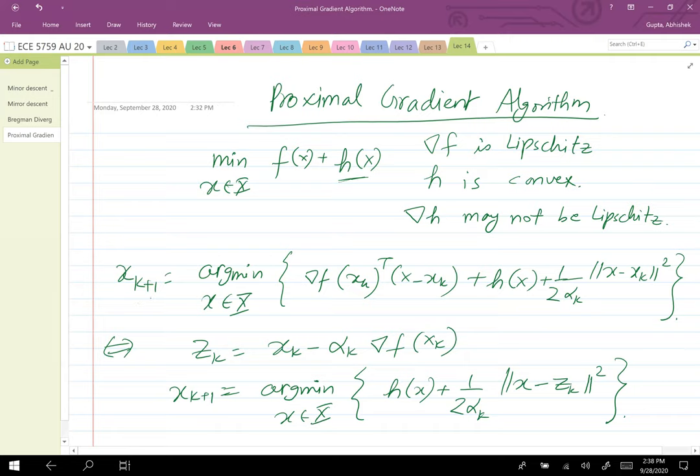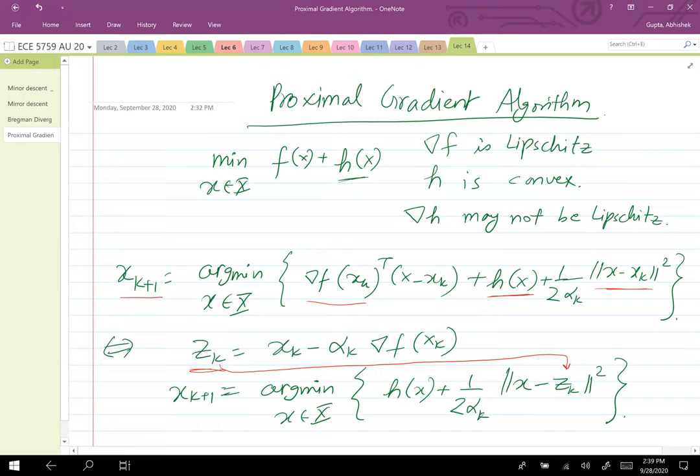So here you define your x_{k+1} as the usual gradient of f(x_k) transpose (x minus x_k). This is the term that we have been talking about since the very beginning of this class. But instead of taking the gradient of h with respect to x_k, we will just retain h(x) here and not replace it with the first order approximation. And then we have the usual (x minus x_k) squared term. After some algebraic manipulation, it turns out that you can split it into two expressions. One where you take the regular gradient descent step, x_k minus alpha_k gradient of f at x_k, the usual gradient descent step, you get z_k. And then this z_k gets fed into the update scheme for x_{k+1}, where you are just doing the minimization of h(x) plus some quadratic term.